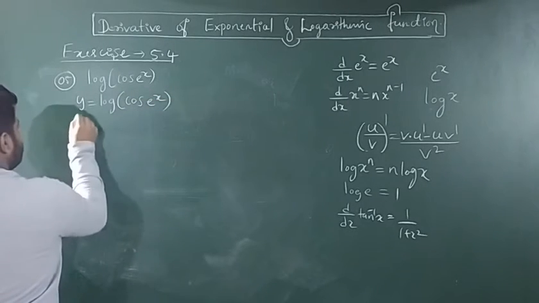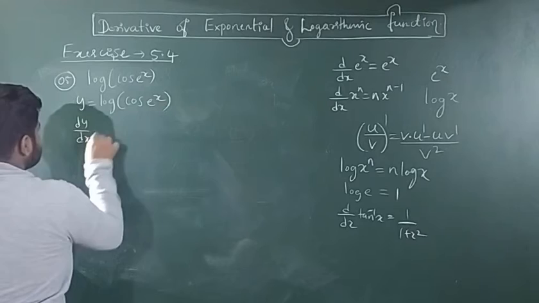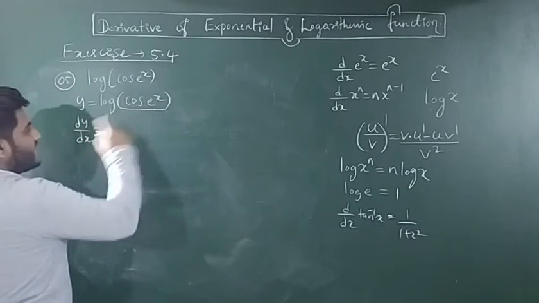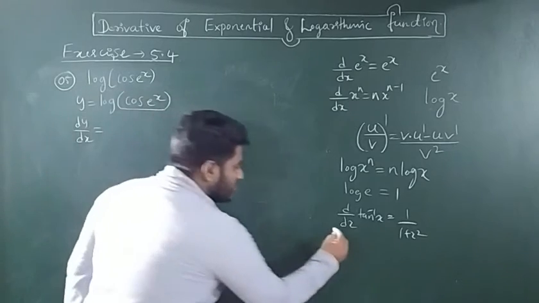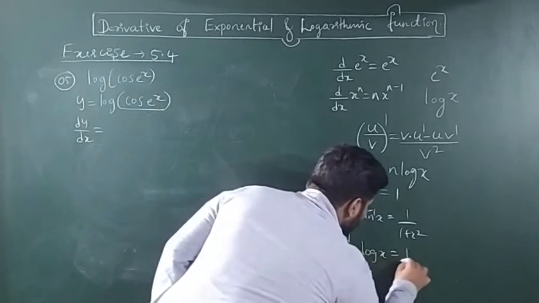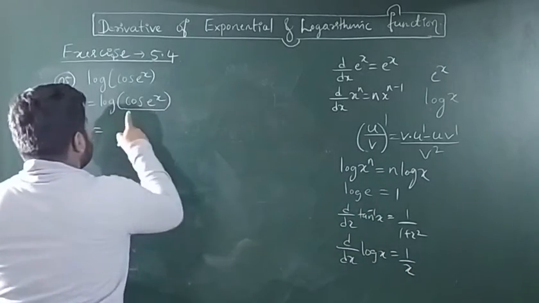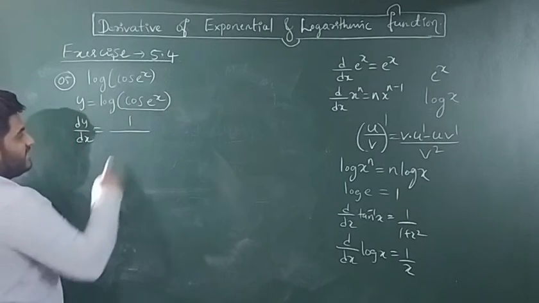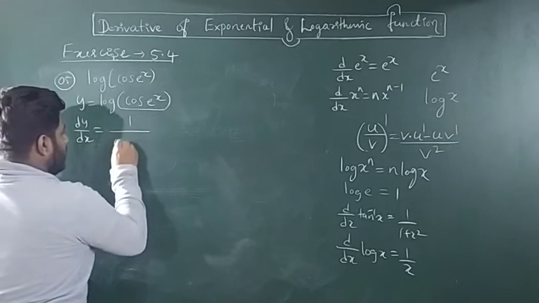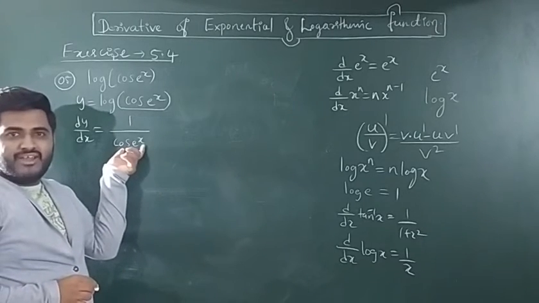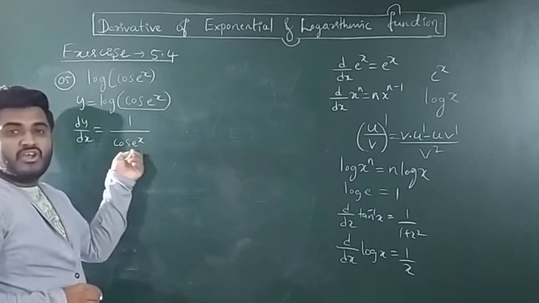So now differentiate this one. dy by dx equal to, treat this function as a x. Differentiation of log x is 1 by x. So treat this as a x. So differentiation of log x is 1 by x. In place of x, what we are having? Cos of e raised to x. If x is there, here only it will end, but it is not x. It is a cos x.